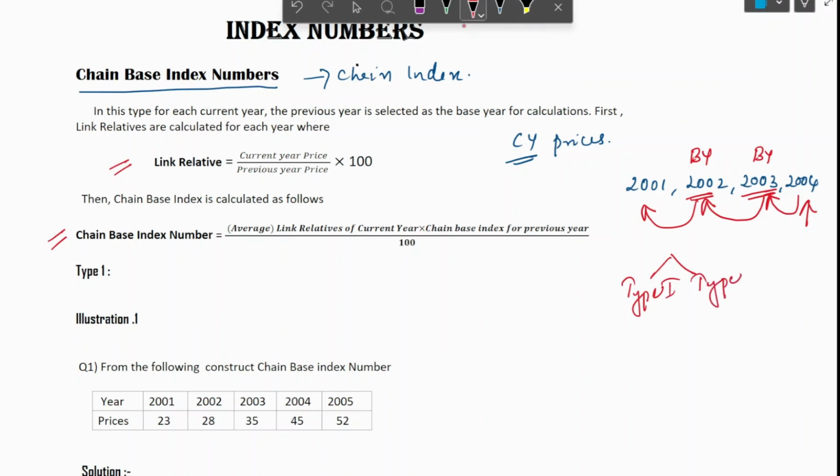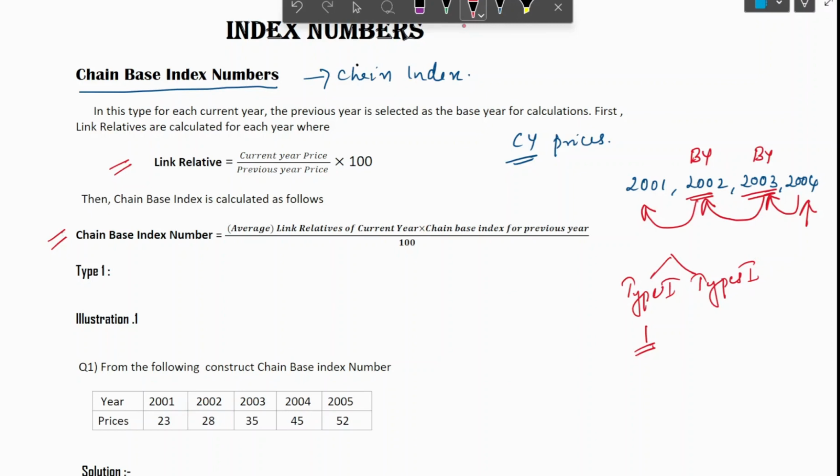In the first type, they will give you only one commodity's prices in a particular period. That means from 2001 to 2004, but only for one commodity. But in the second type of sums, there are many commodities and the period is the same, 2001 to 2005 or whatever it is. Therefore, we are going to do both cases differently, but using the same formulas: one is link relative and the other is chain-based index number.